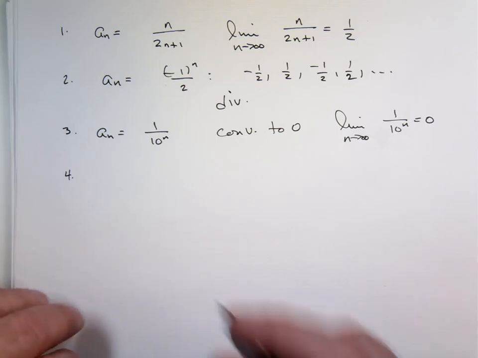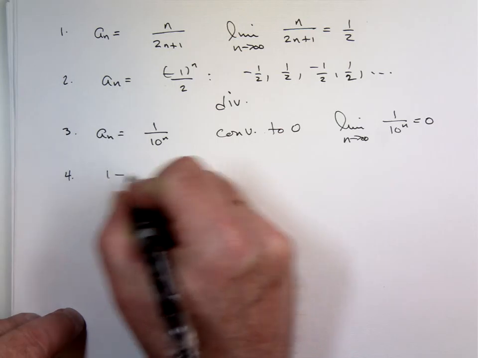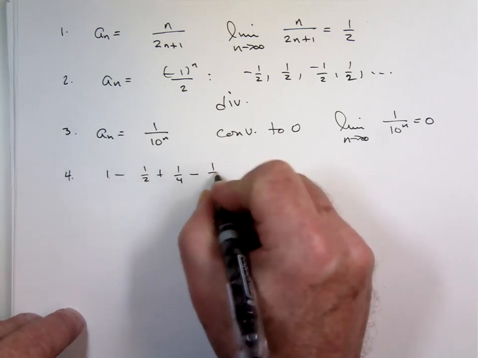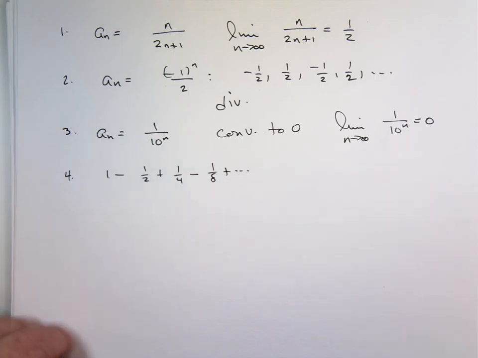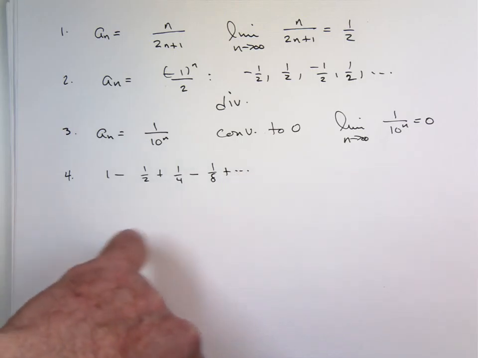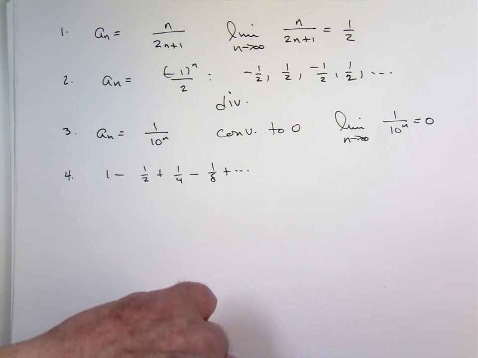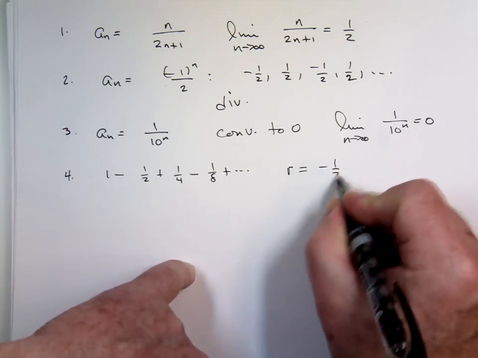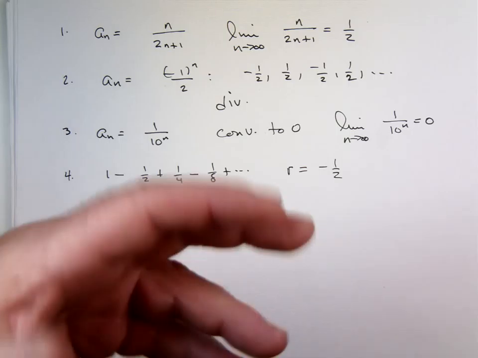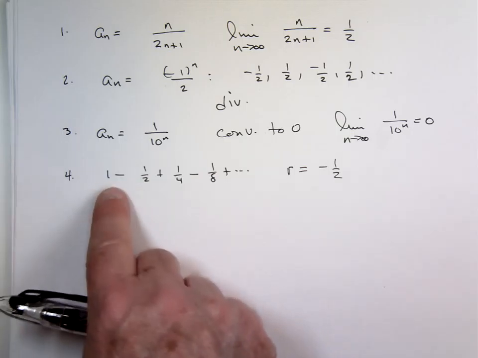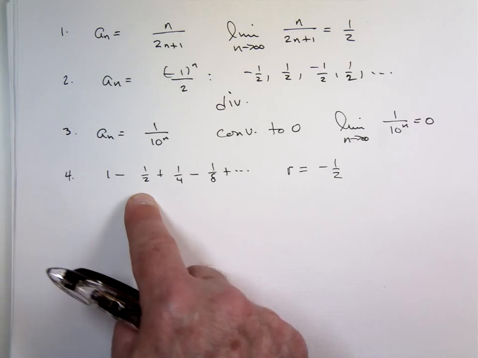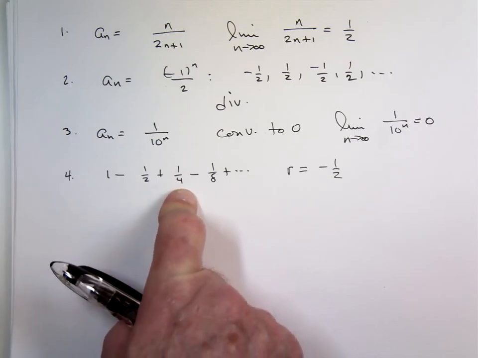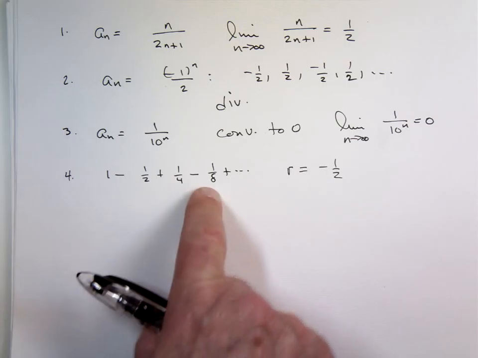The first one is geometric. Okay? It's geometric because each term is multiplied by the same constant r to get the next term. That r is negative 1/2. It's called the ratio or common ratio. 1 times a negative 1/2 is a negative 1/2. Negative 1/2 times a negative 1/2 is a positive 1/4. Positive 1/4 times a negative 1/2 is a negative 1/8.